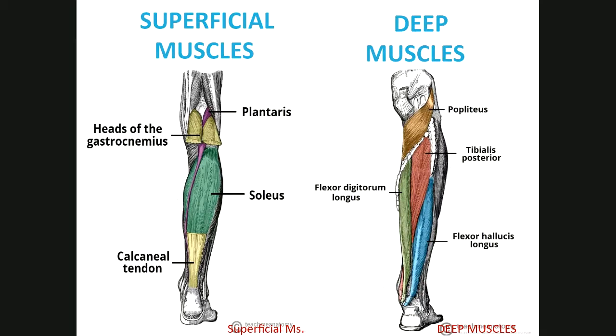So here are the superficial muscles, the gastroc. Underneath is the soleus, and here's the calcaneal tendon. The deep muscles are the tibialis posterior, flexor hallucis longus, located laterally, and that's going to be important when we're looking at the cadavers or the models. And flexor digitorum longus is located medially, in green.